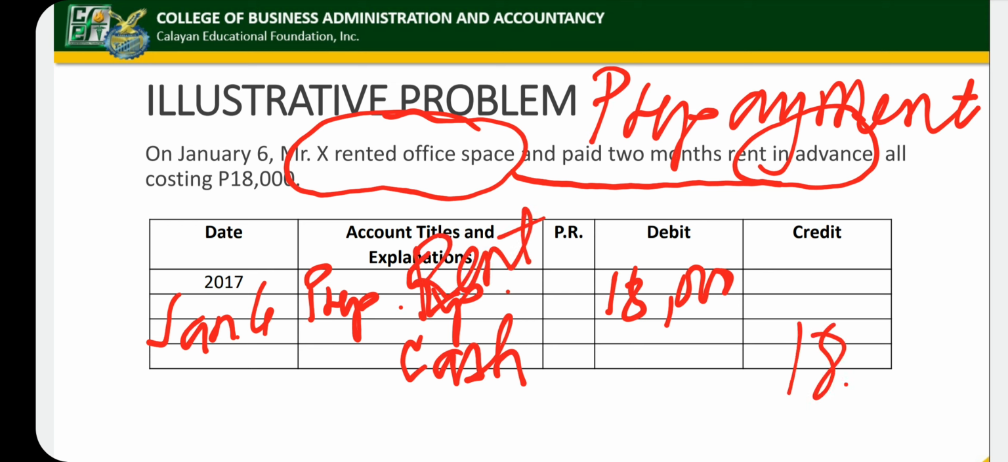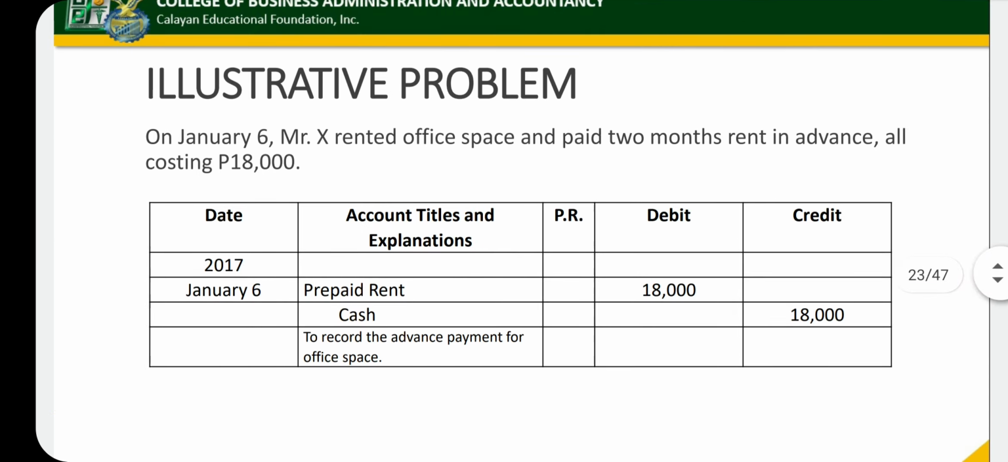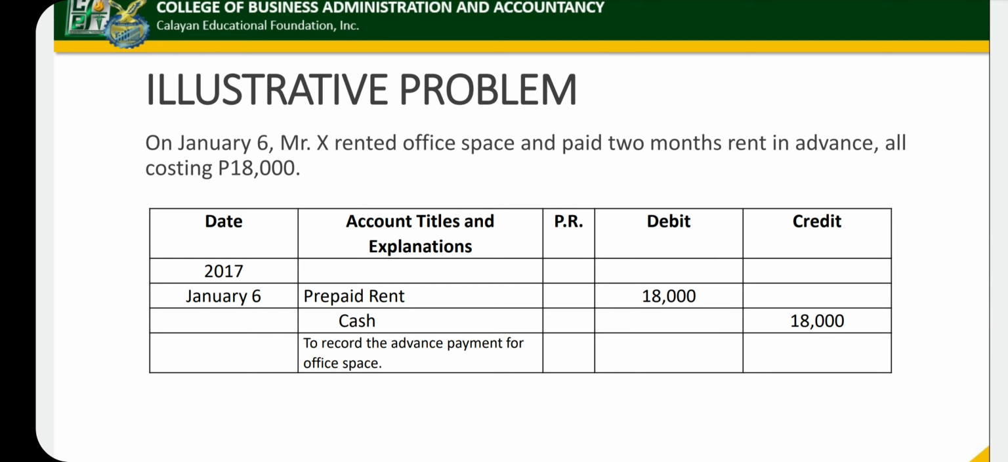Then, we credit cash 18,000 pesos. Okay? So, ito yung sagot. So, the explanation is to record the advance payment for office space.